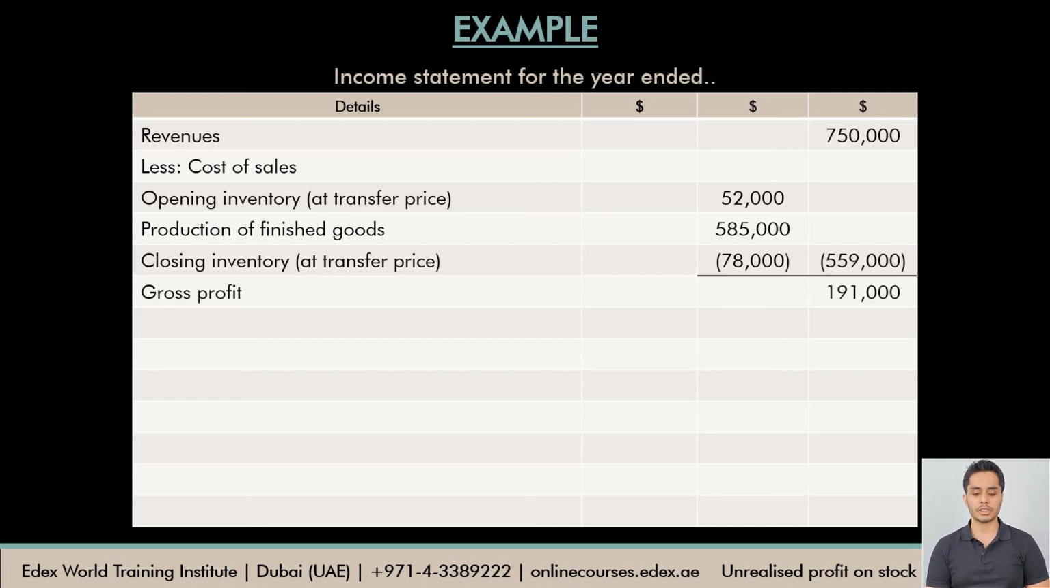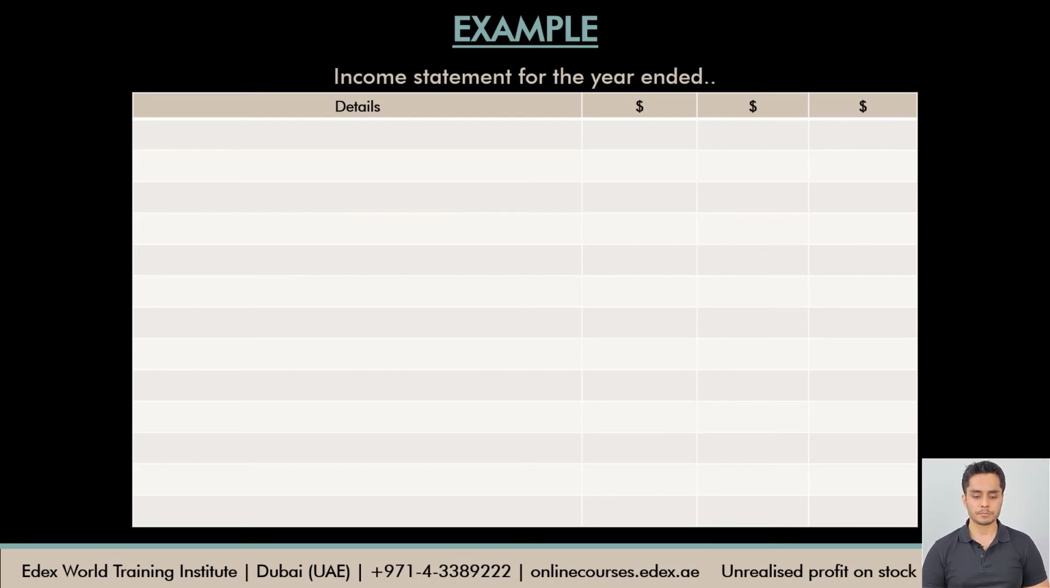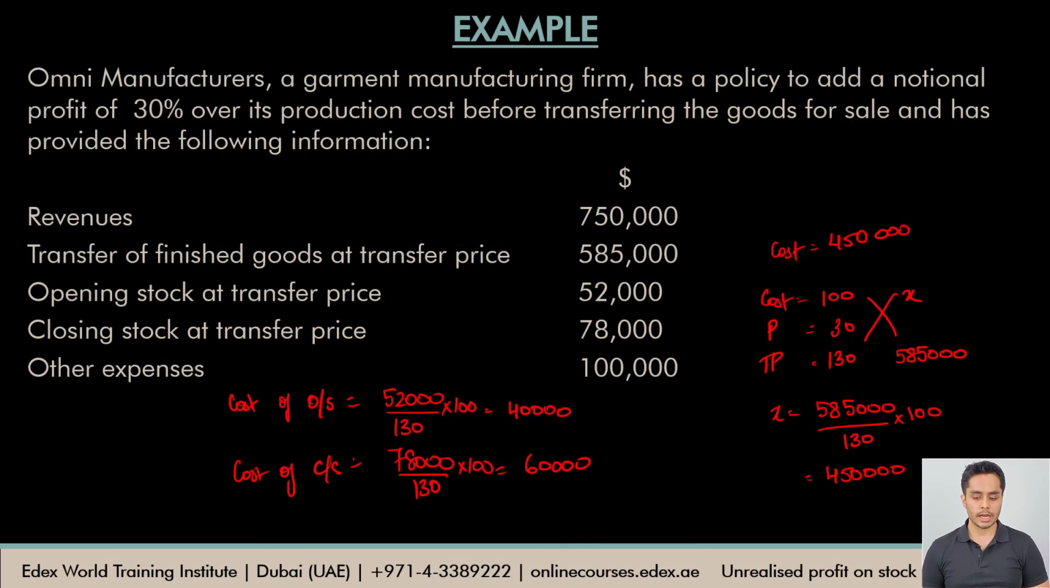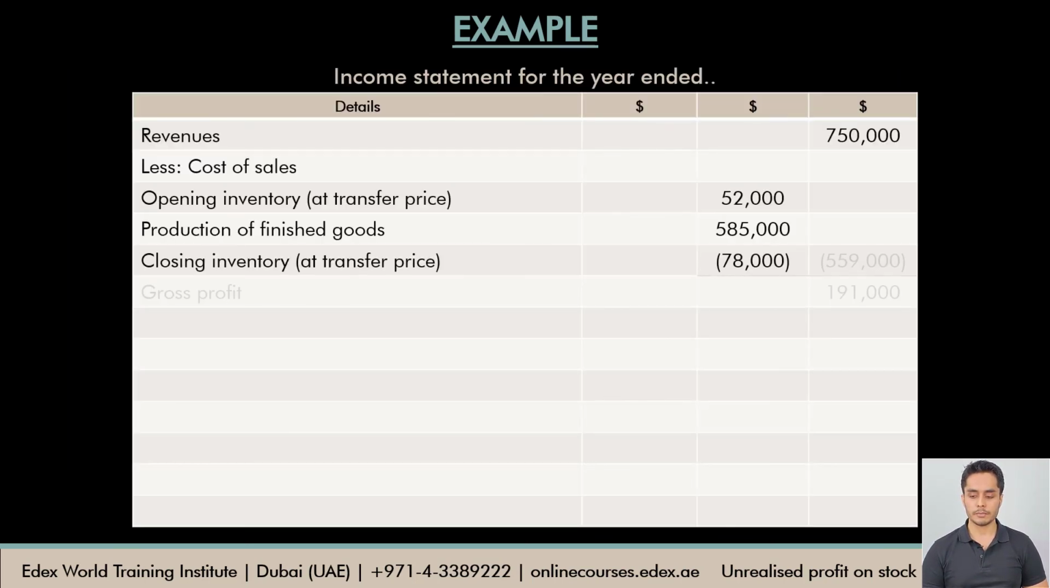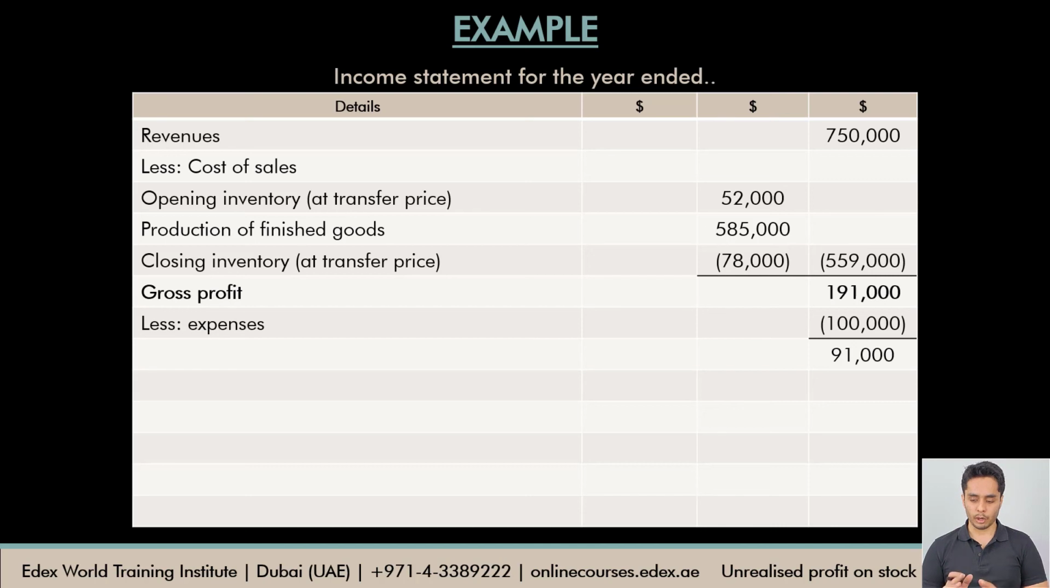When you do the calculations, gross profit is calculated at 191,000. Deduct the expenses that were given above. Let's go back to the question once. Other expenses given as 100,000. We will use that to calculate the draft profit for the year, 91,000. Why am I calling it draft profit? Because some adjustments have to be made to arrive at the correct profit.